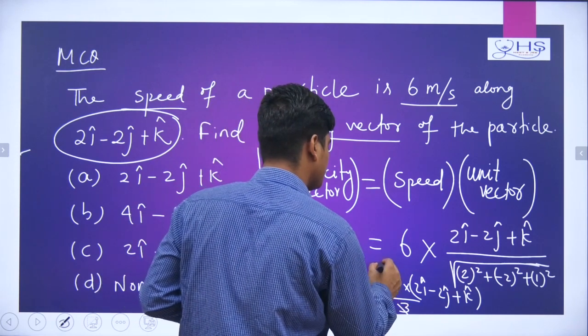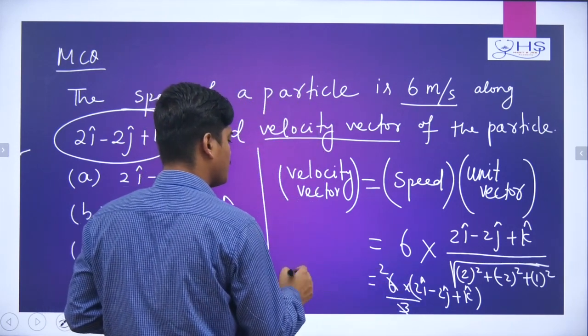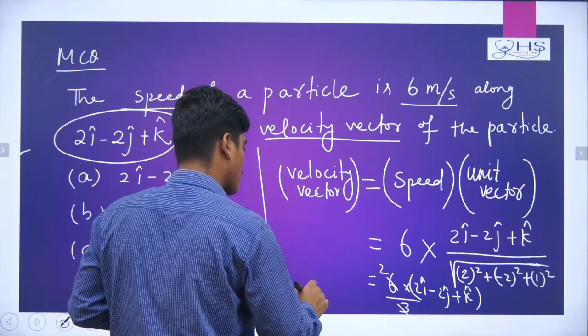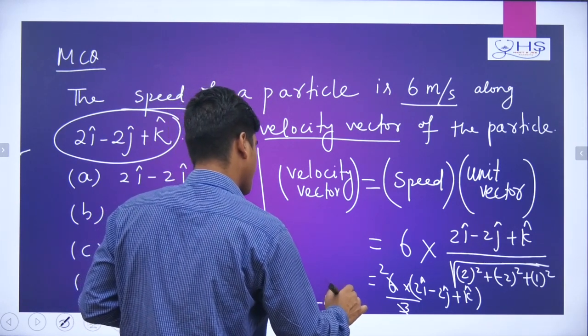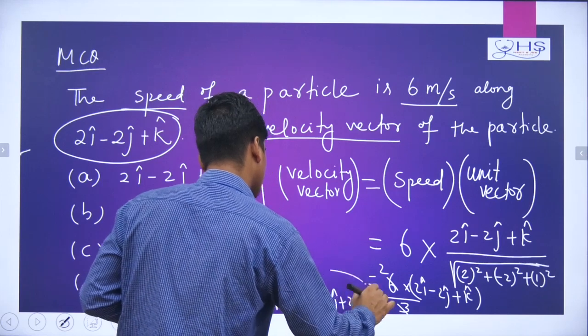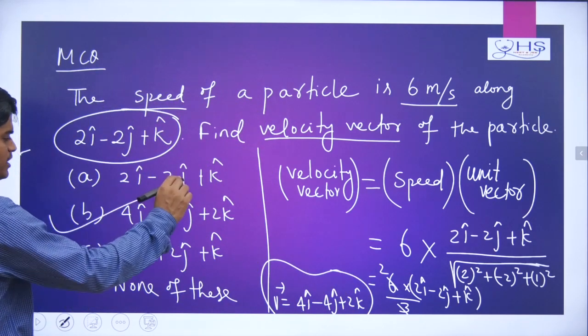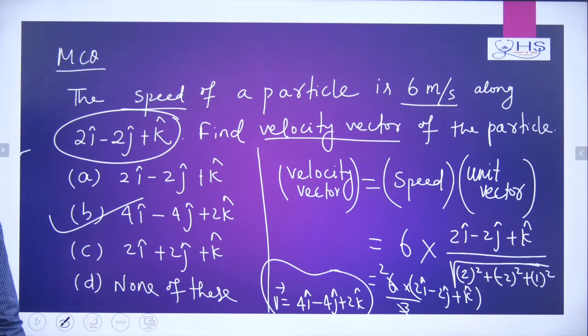Now 3 and 6 cancel, it is 2. I will calculate this. My velocity vector is nothing but 4i minus 4j plus 2k. So this will be my answer. Okay. So here the velocity vector is 4i minus 4j plus 2k.